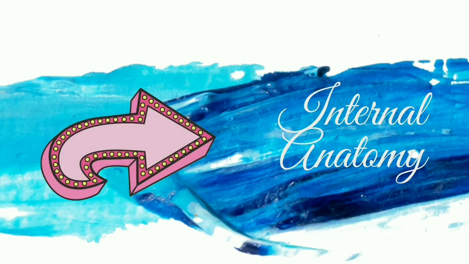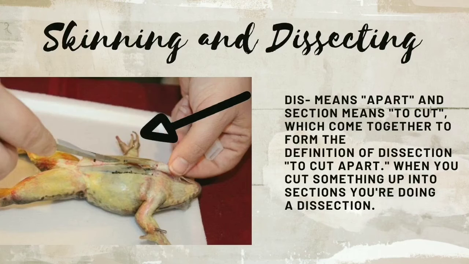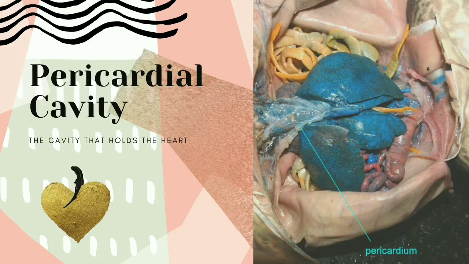Now moving on to the internal anatomy of a frog. Skinning and dissecting. Dis means apart and section means to carve, which come together to form the definition of dissection: to cut apart. When you cut something up into sections, you are doing a dissection. You dissect a frog in the linea alba.